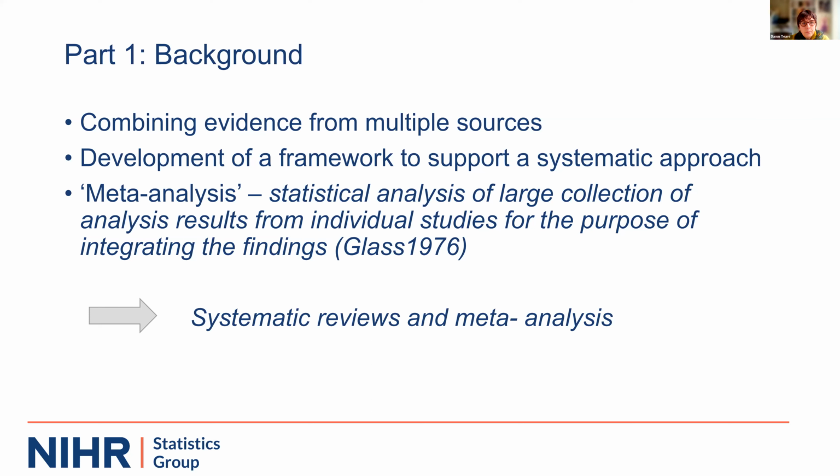So the meta-analysis part of the evidence synthesis is the statistical bit where you bring a large collection of analysis results from individual studies for the purpose of trying to integrate those findings. And that was first defined by Glass in 1976. So this push to be more transparent, to have an unbiased and transparent mechanism to do research, has led to the whole systematic reviews and meta-analysis framework that is now very dominant in the literature.